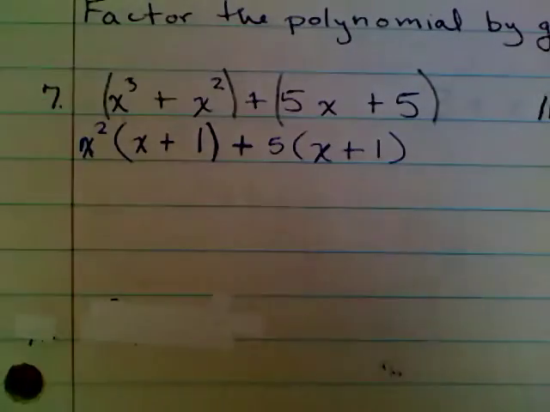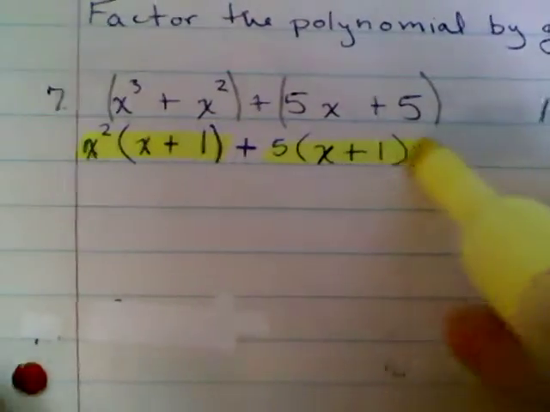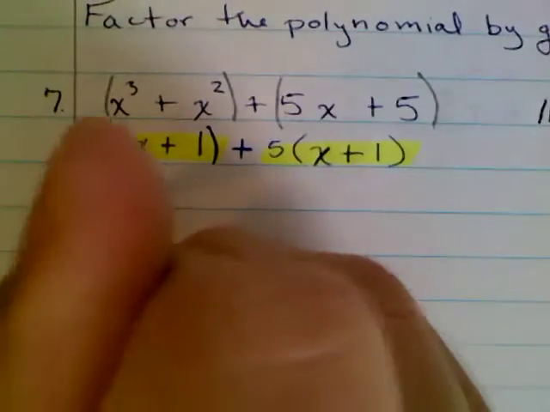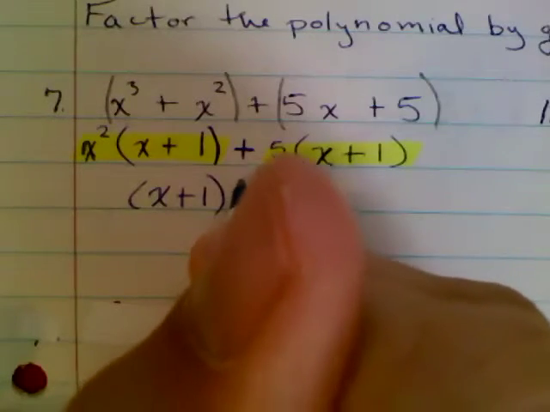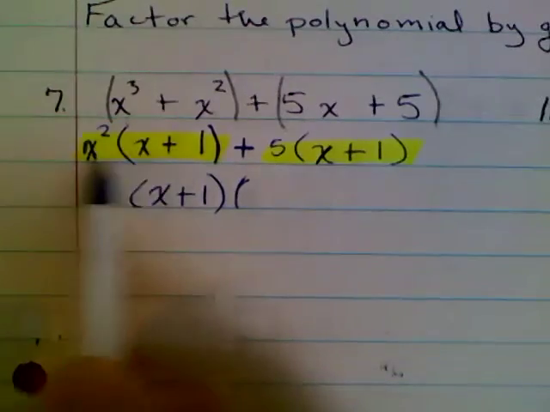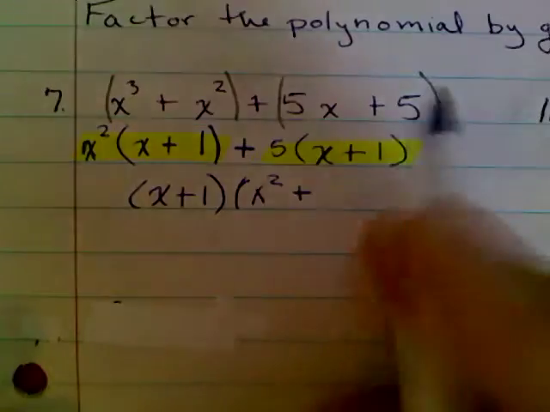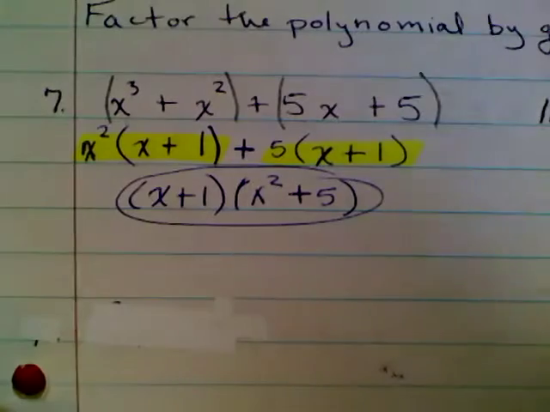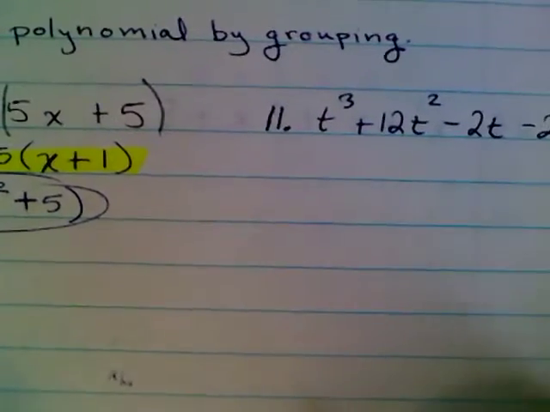I have to take the greatest common factor of the first term and the second term. Okay, what is the greatest common factor? That common factor is x plus 1. Okay, and then what is left over when I divide both of these terms by x plus 1? If I divide this one by x plus 1, I get x squared. If I divide this one by x plus 1, I get 5. So there you have it. And that one's finished. Go back through that and do it again if you need to.